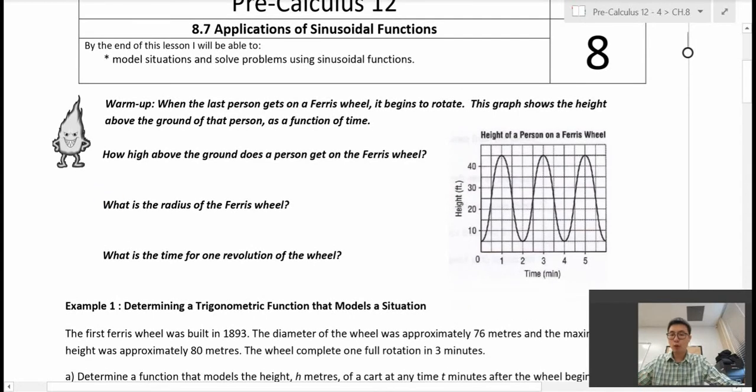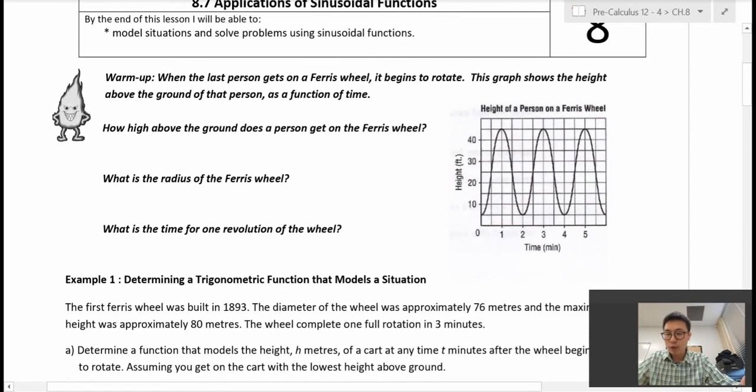Okay, so let's look at the warm-up question first. It says when the last person gets on a Ferris wheel, it begins to rotate. This graph shows the height above the ground of that person as a function of time. Okay, here's the graph. That's the height of a person on the Ferris wheel. First question says, how high above the ground does a person get on the Ferris wheel?